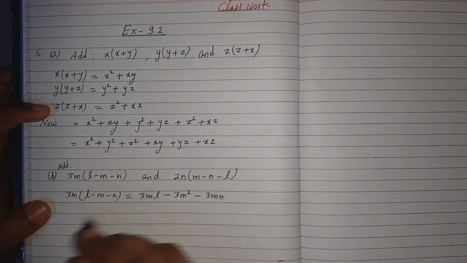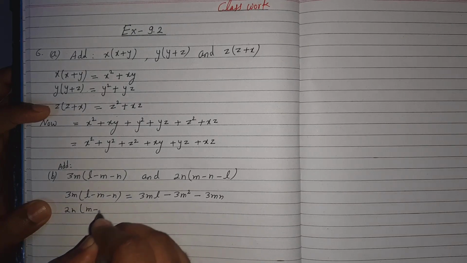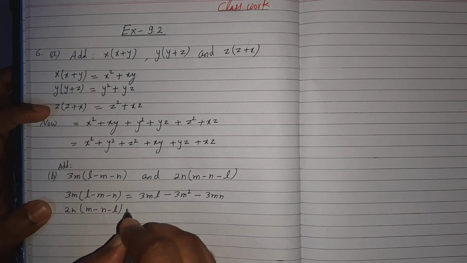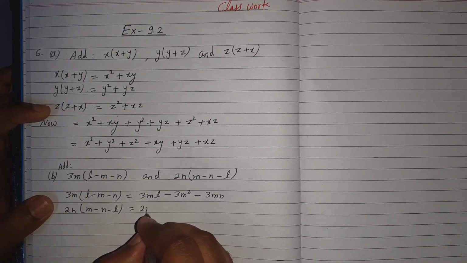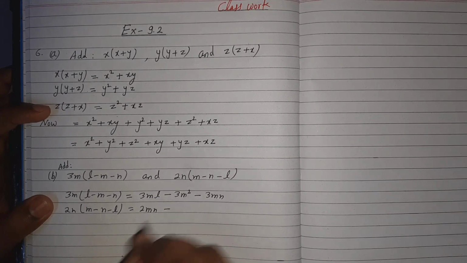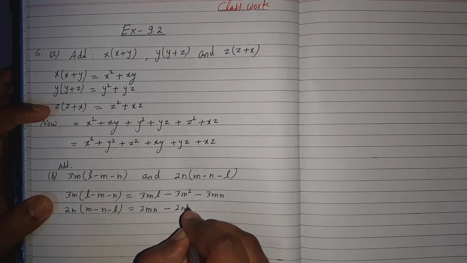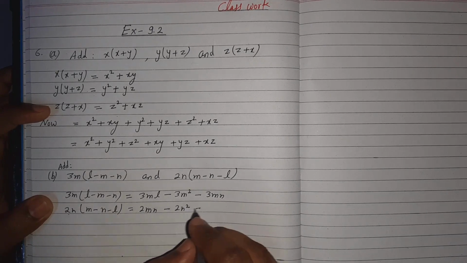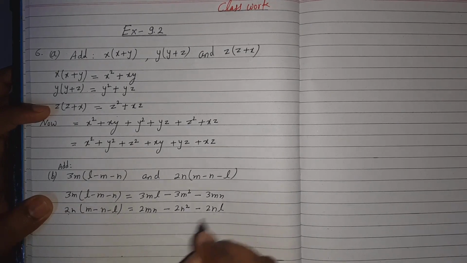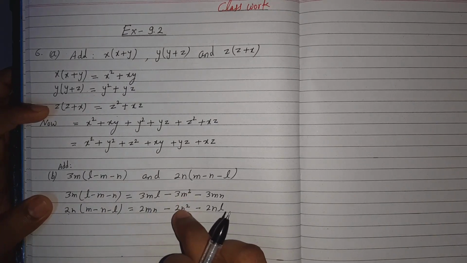And the second polynomial is given 2n(m - n - l). So 2n multiplied by m, it will be 2mn. Minus, now 2n multiplied by n, n times n is n square, so it will be minus 2n square. Now minus sign, 2n multiplied by l, so it will be minus 2nl. Now we will add these two polynomials.